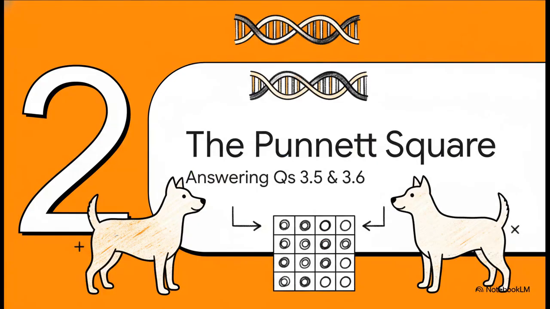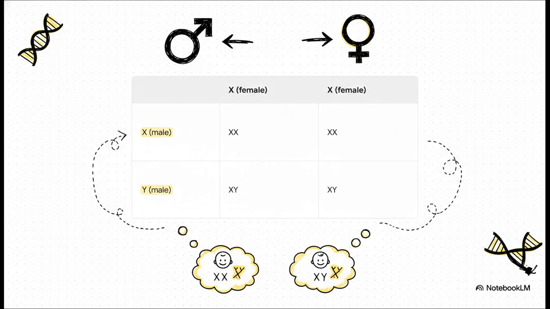All right, let's switch gears and get into some proper genetics. It's time to tackle a Punnett square, that classic tool for predicting inheritance. This one is all about sex inheritance in dogs. So, question 3.5 is a 3-mark Punnett square. Here's how you get those marks.